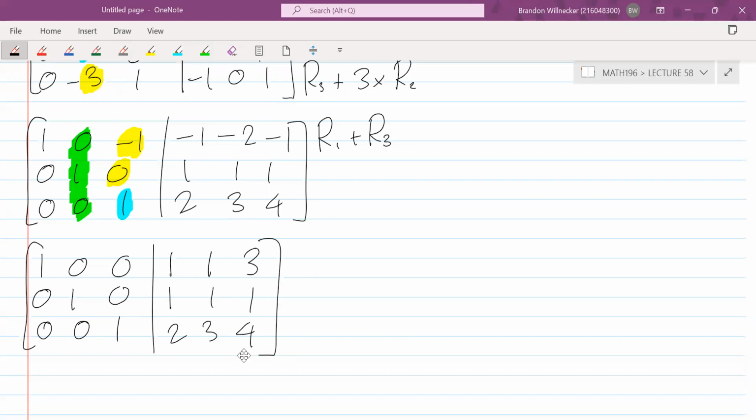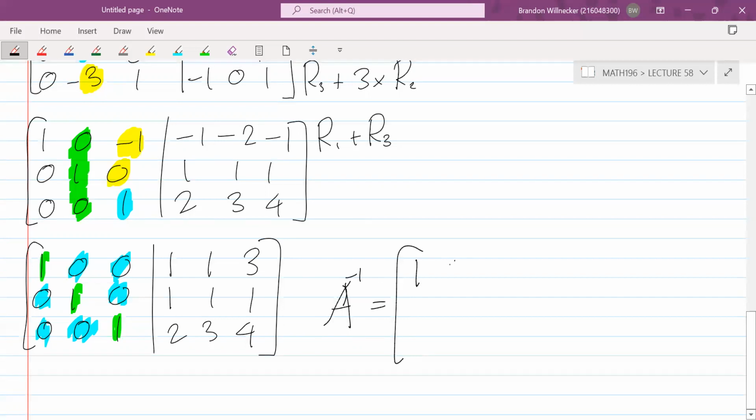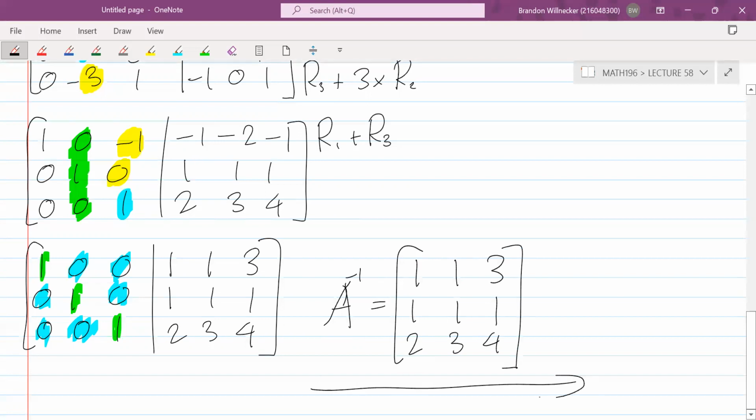Okay. So now the left-hand side looks like the identity because we've got 1, 1, 1, and then zeros everywhere else. So that's the identity on the left-hand side, which means this right-hand side is our inverse matrix. So A inverse is going to be 1, 1, 3, 1, 1, 1, 2, 3, 4. Okay, so that is just another method of finding the inverse of a matrix.